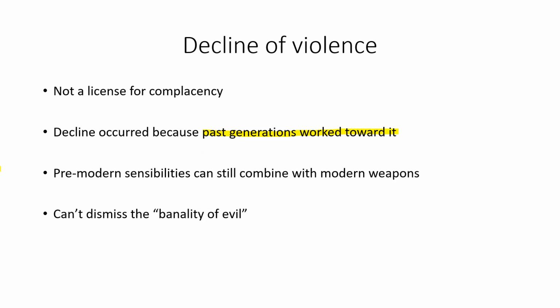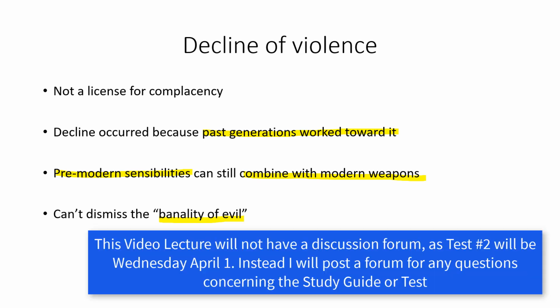And we see that we still have pre-modern sensibilities, still driven by our System 1 thinking, remember, but we also have modern weapons that can kill a lot more people. So we cannot dismiss what this concept of banality of evil is that you can't tell somebody's evil just by looking at them. The common everyday people that go to work and have wives and kids can get caught up into this violence. So that wraps up chapter 10, which will be included on test number 2.